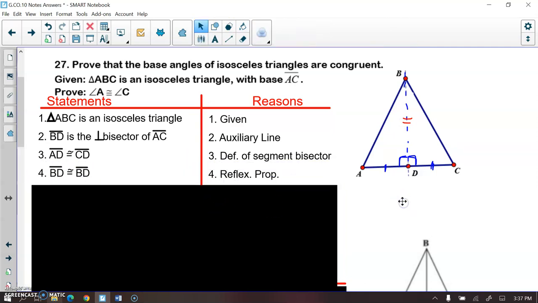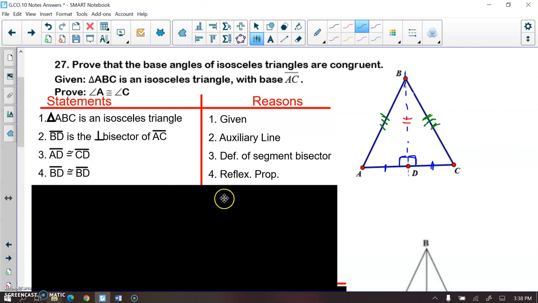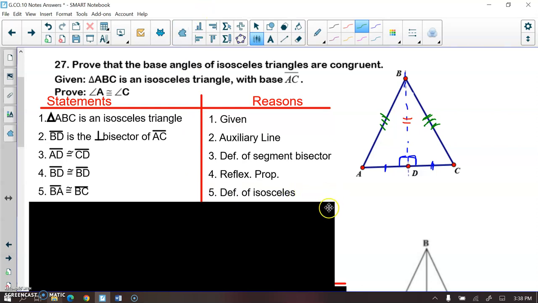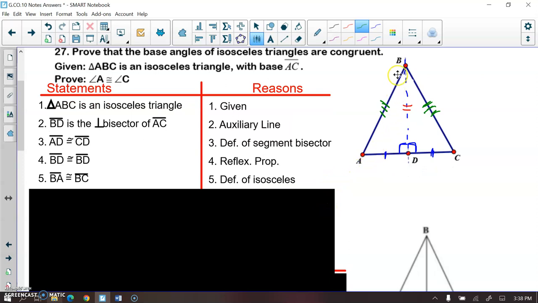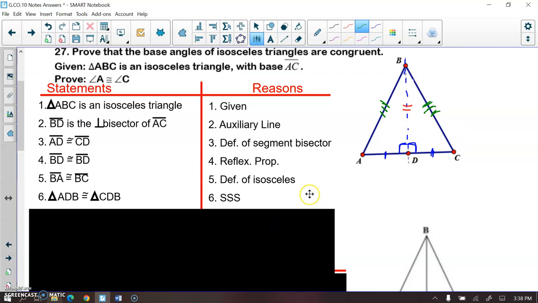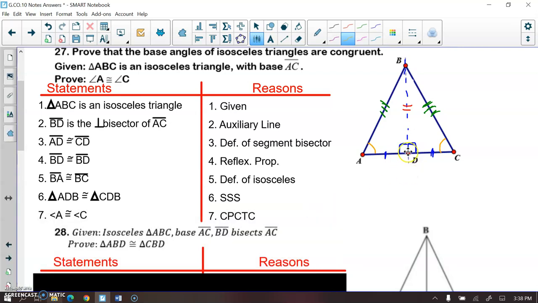And then there's two ways that you can approach the proof from here. How I approached the proof was I used that ABC is an isosceles triangle. So by the definition of isosceles, that would mean AB and CB are congruent. If I did that, then I can now say that these two triangles are congruent by SSS. And then if these two triangles are congruent by SSS, then by CPCTC, we can say angle A and angle C are congruent.